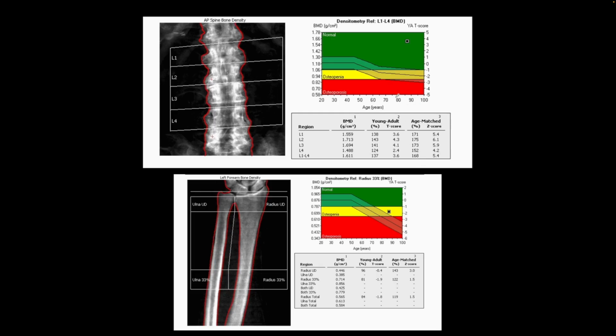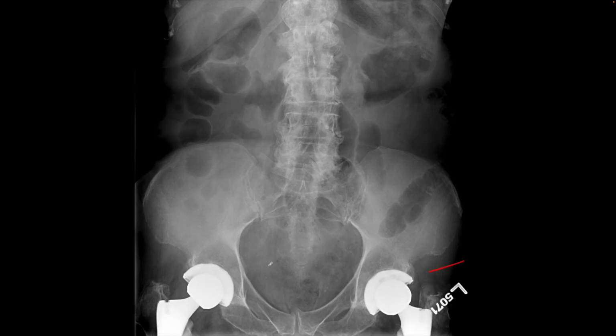This is a DEXA scan where when we look at the lumbar spine, the regions of interest have been drawn correctly, but there are extensive degenerative changes. We can see osteophytosis at several levels. The bones are hyperdense, and the T-scores are very elevated because of that. So they have also scanned the forearm, and we can see here that in the radius 33%, they are osteopenic. So usually we scan one or the other hip, but here we have not scanned the hip. So what is the reason? You go back to their chart and you find that they have bilateral hip prostheses. That's the reason the forearm was scanned.